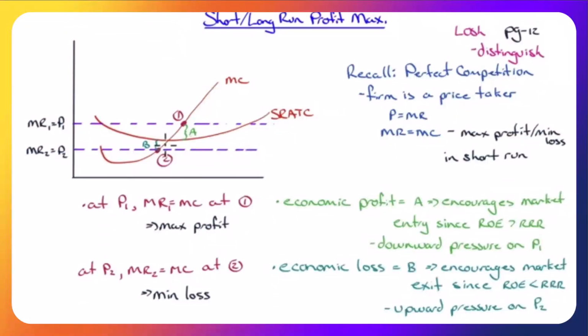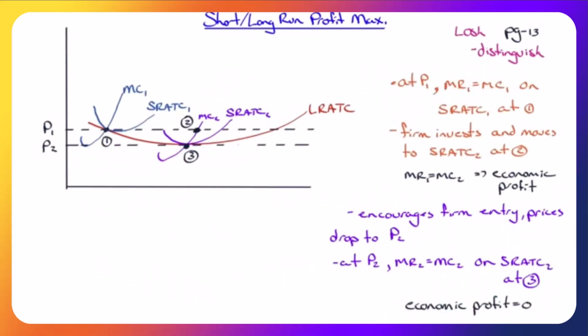Let's look at the long run. We're going to see the long run is nothing but a series of short run adjustments. All right, let's focus on the long run now. Here is our long run average total cost curve. We're going to start up here on short run average total cost curve 1. Here is our marginal cost curve. We're at point 1 right here at price 1.